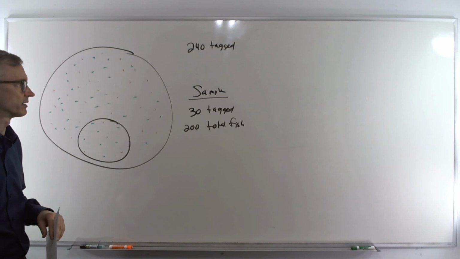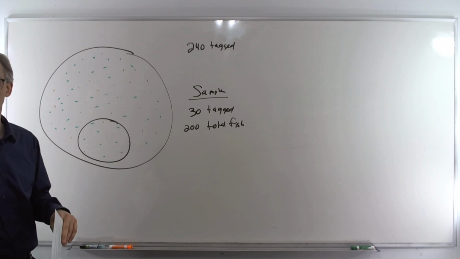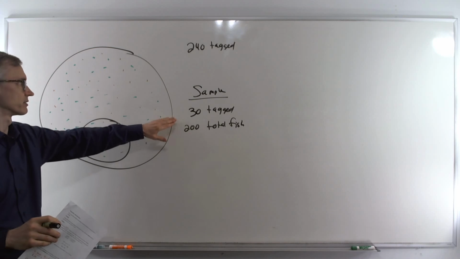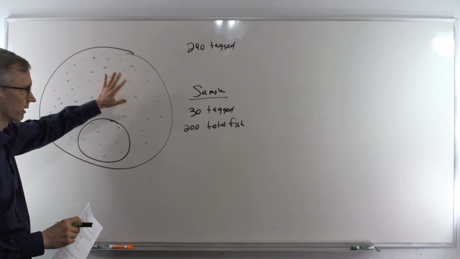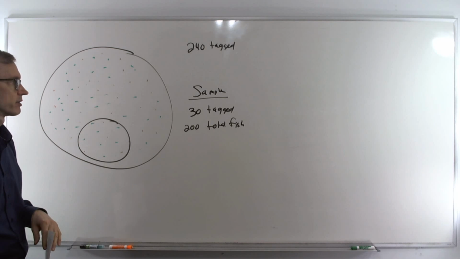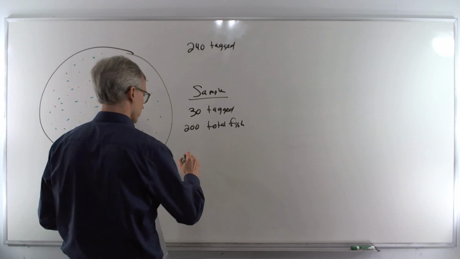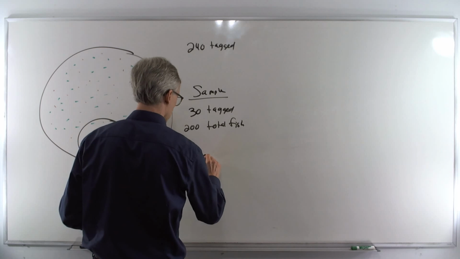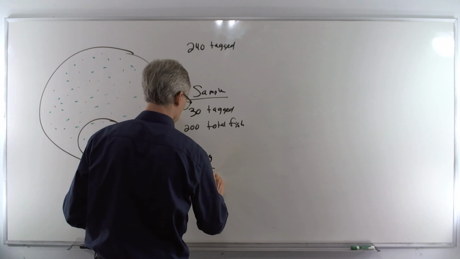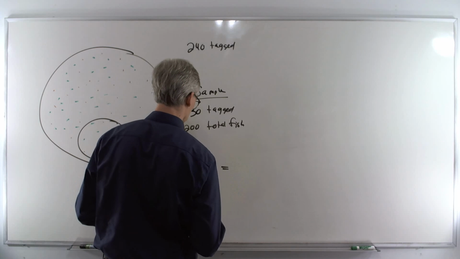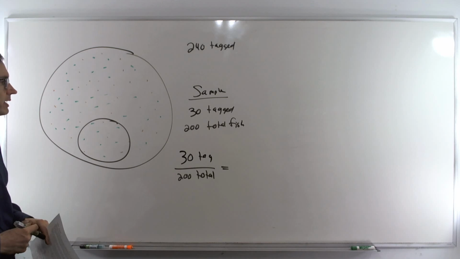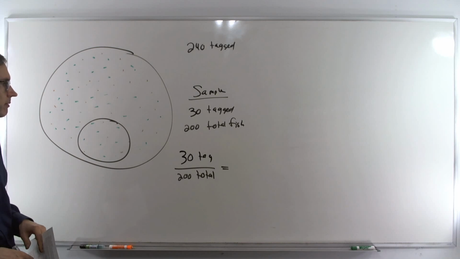We don't want to work with tagged and untagged because then we have to do an additional calculation later. Might as well just work with tagged and total, because what we're trying to find is the total fish in the entire pond. So try to be consistent there when setting these up. All right, so there's one of our rates: 30 tagged and 200 total. Now we need to complete the proportion.